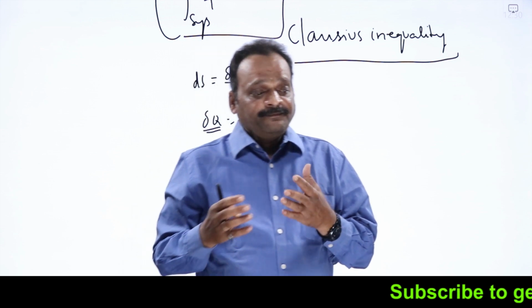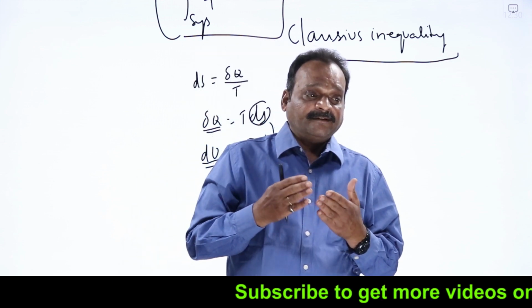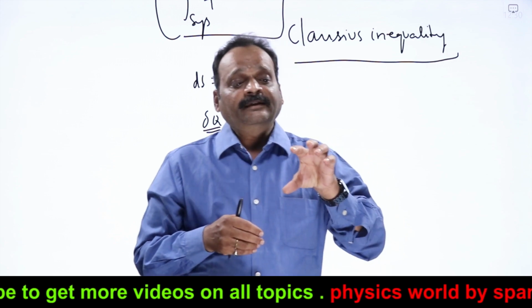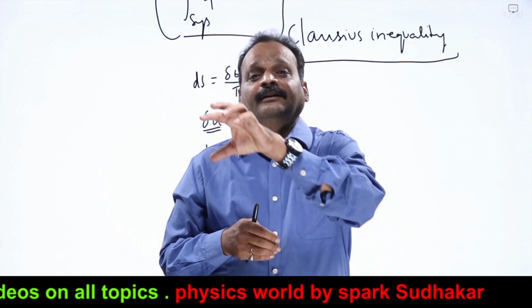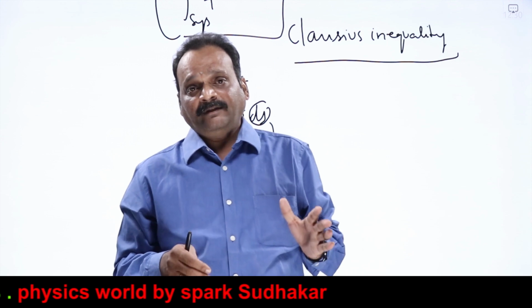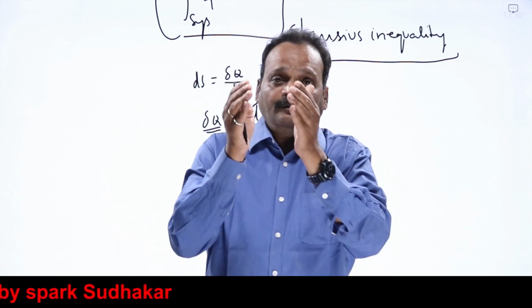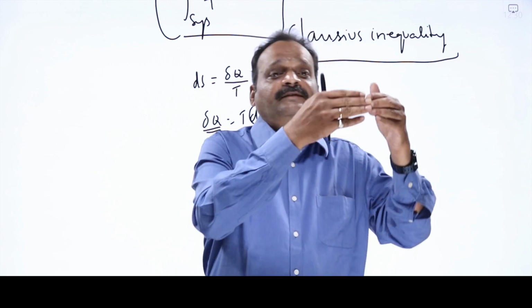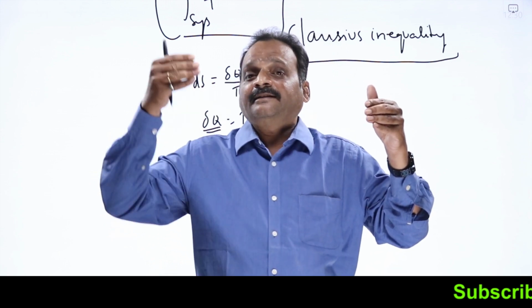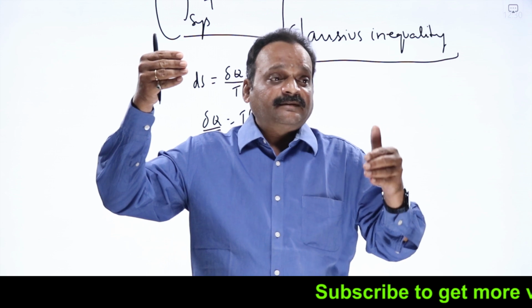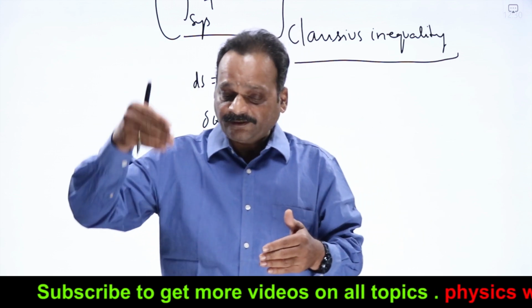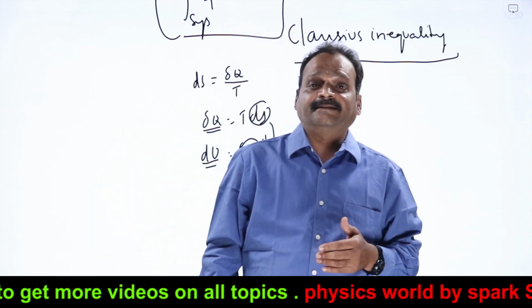Next one. Some people have equated it to disorder in the system. Entropy is taken as a measure of the degree of disorder existing in the system. If disorder is more in the system, entropy is more, and vice versa. If the entropy of a system is more, disorder in the system is more. If entropy is less, disorder is less.